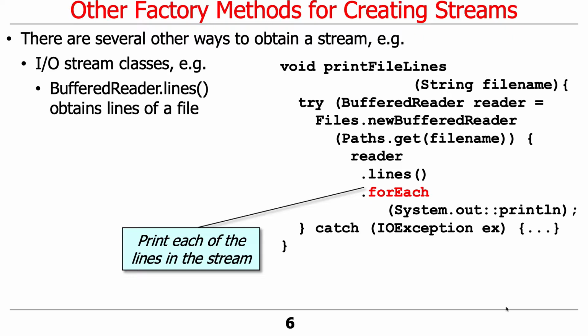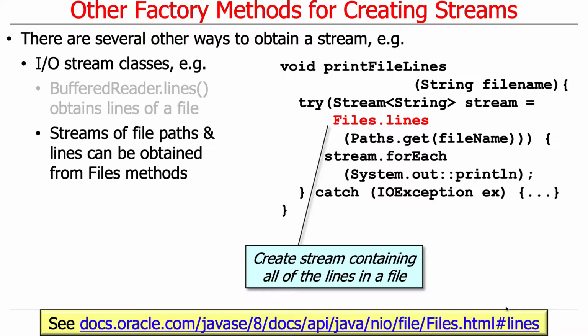By the way, the reason we put this in a try block here is so that this will automatically close the file when this whole block is done. It's called try with resources. It's called a try-with-resources block, and it uses something called an auto-close feature.